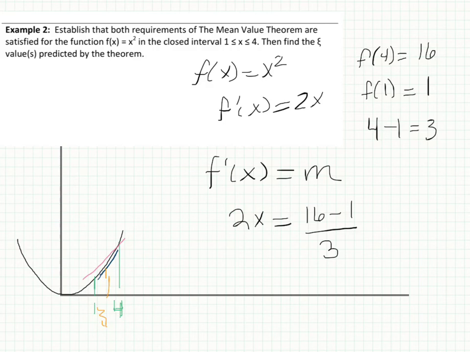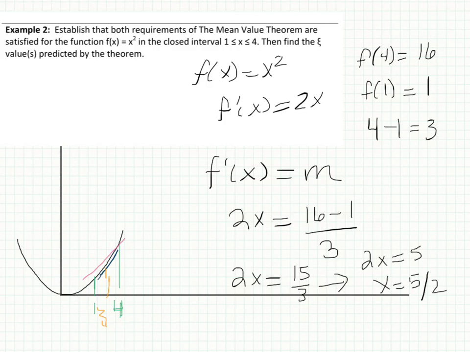So then I have basically 2x equal to 15 divided by 3, which gives me 2x equal to 5. Well, solving for x, I get x equal to 5 halves. So this is where the slope of the tangent is parallel to that chord. So this is my c value here at 5 halves. So this is what we were looking for in this problem.